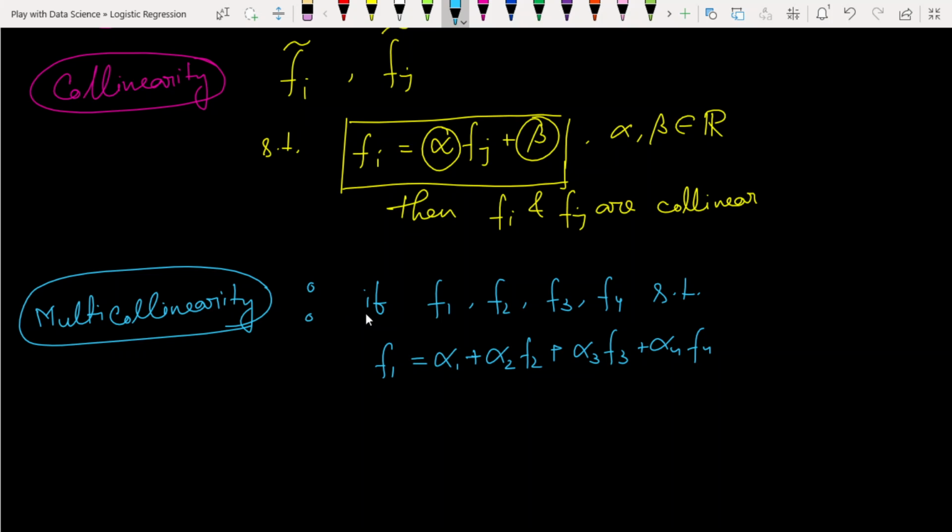If the features are written in this way, then f1, f2, f3 and f4 are said to be multicollinear.